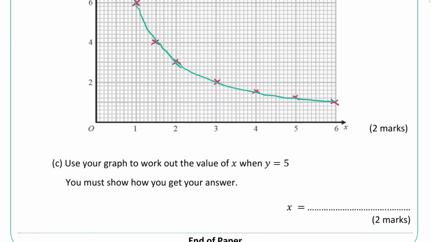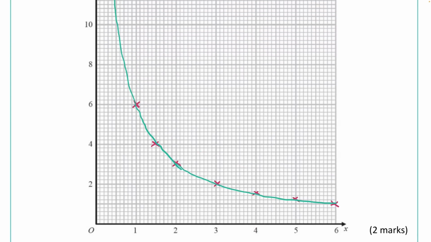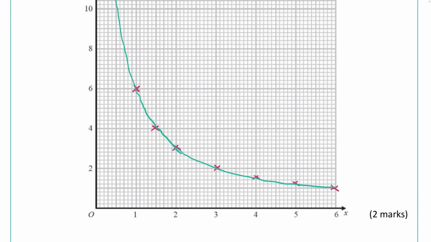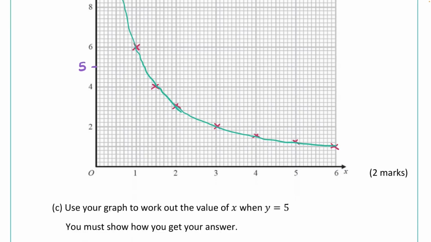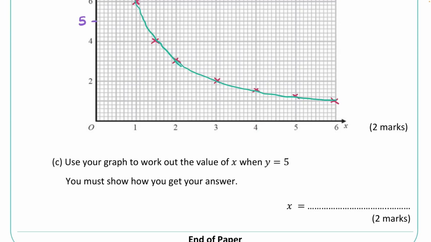It says here, use your graph to work out the value of x when y equals 5. So when y equals 5, that is up here on the y-axis, in between the 6 and the 4. That's where y equals 5 is. So work out the value of x when y equals 5.